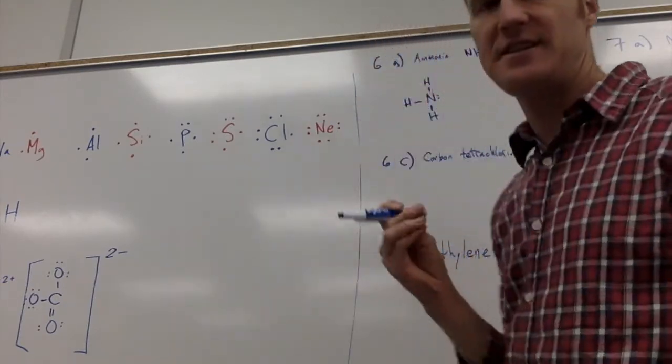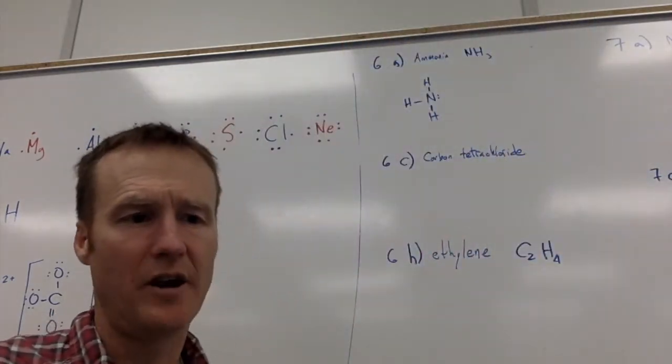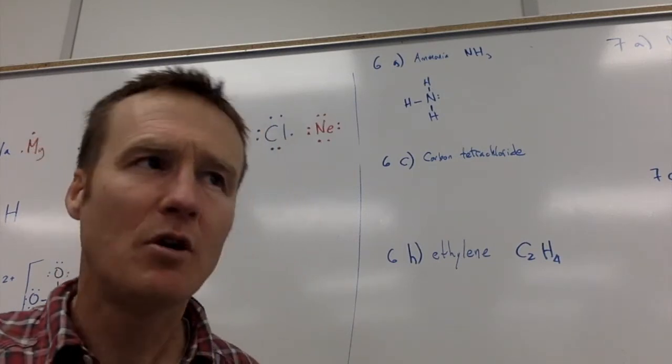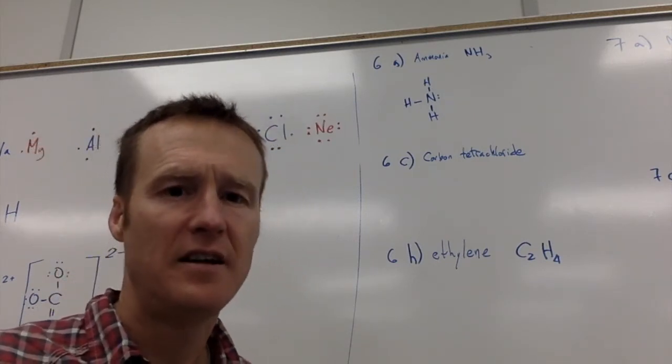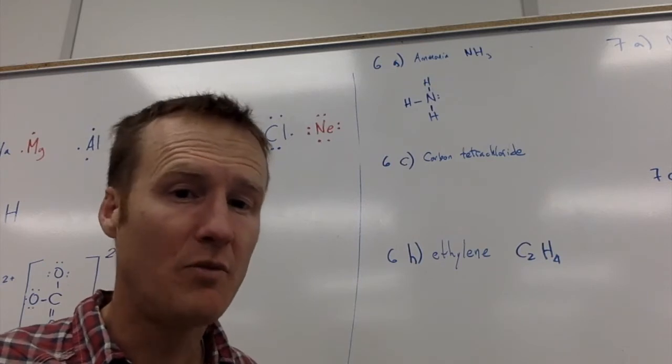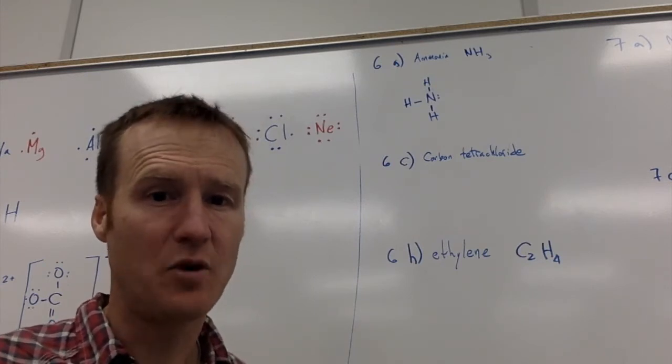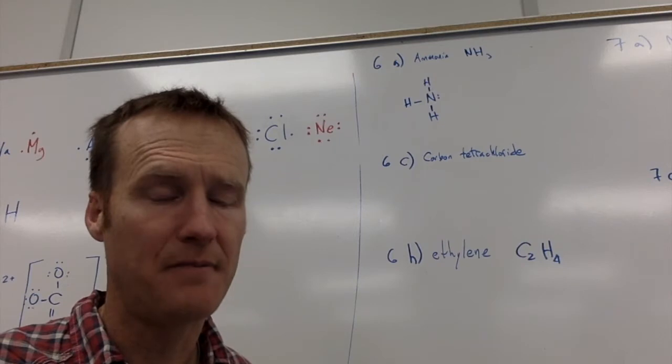The next one is CCl4, also called carbon tetrachloride. And again, you might ask, well, what's the structure of this thing right here? And again, I would say, well, each chlorine will only take 1 bond. The valence of chlorine is 1. It only takes 1 bond.